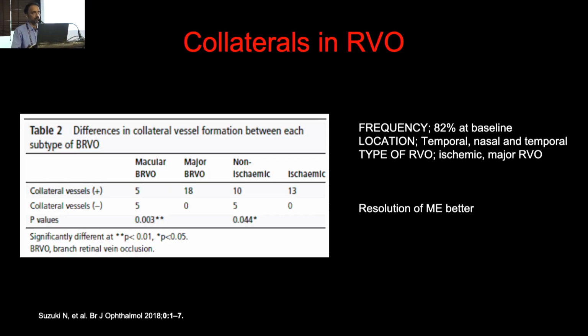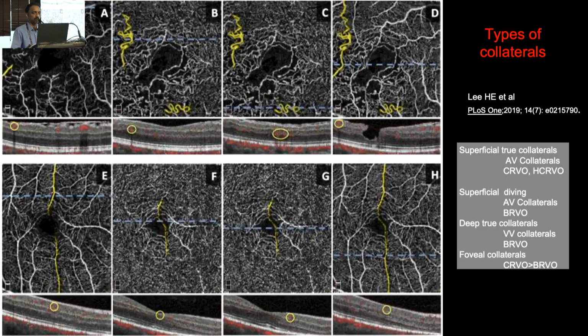So collaterals are important. Studies have shown that collaterals are seen much earlier. We used to think that they appear by around 3 months. It's not so. The collaterals start forming right from the time of the occlusion, and this has been shown. And these patients have good resolution of macular edema. Various types of collaterals have been described.